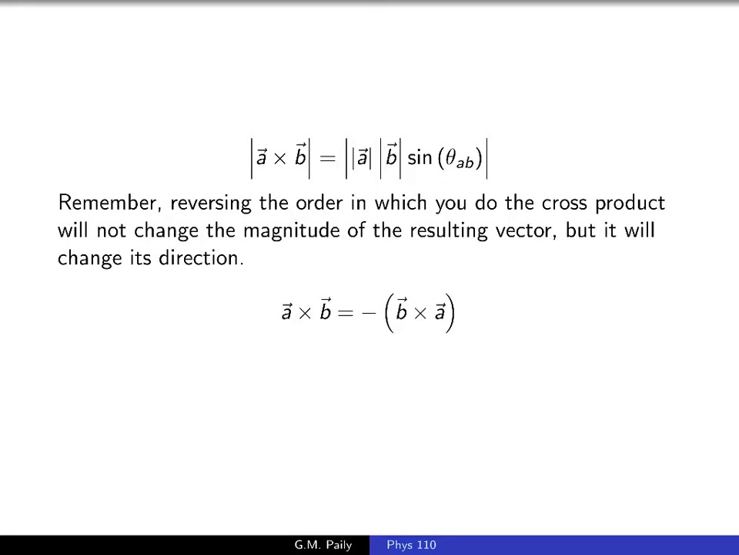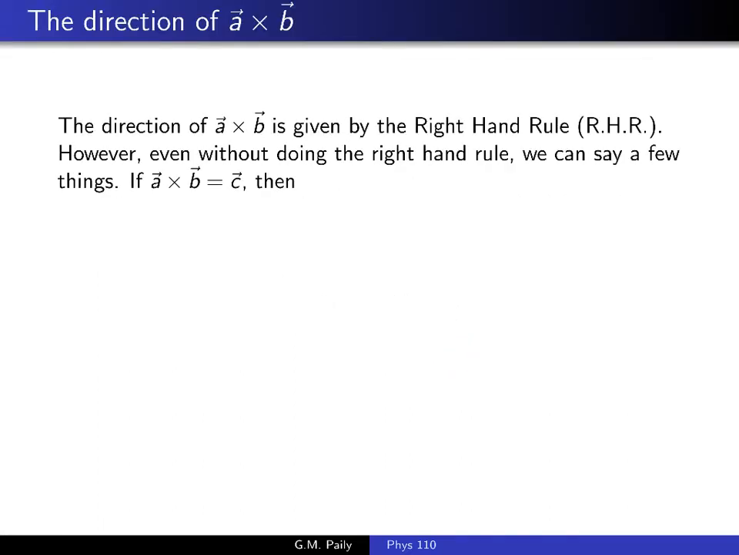Again, remember that reversing the order in which you do the cross product will not change the magnitude of the resulting vector because the magnitude is always positive, but it will change the direction. And so we say that A cross B is minus B cross A. The direction of A cross B is given by the right-hand rule, which is sometimes abbreviated as RHR. But even without doing the right-hand rule, we can make some statements about the direction of A cross B. If A cross B is equal to C, then we can say that C is perpendicular to B and C is perpendicular to A.